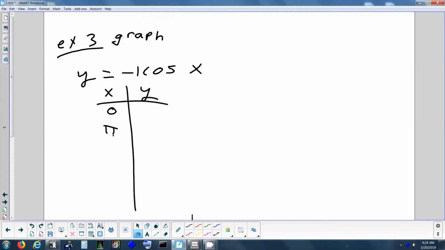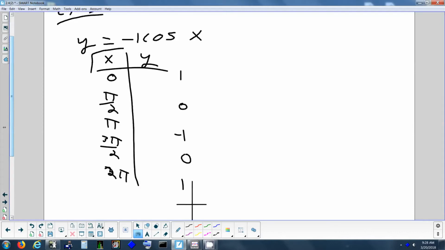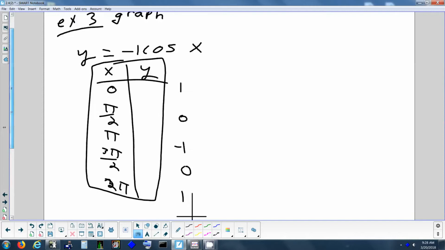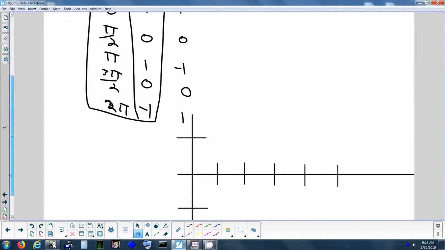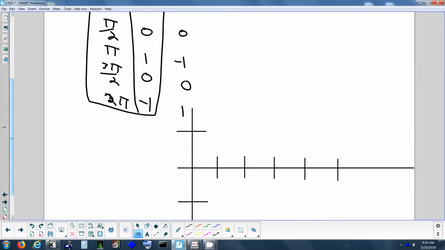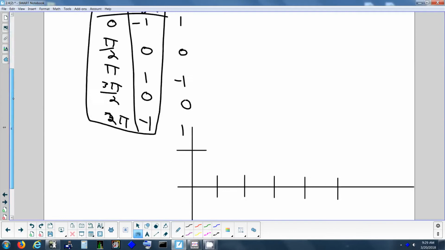So x's stay the same. My original y values, we've already done cosine, so I'll just put them out here. And Lexi, what am I going to multiply all these y values by? -1. Yeah, they're all just going to get made the opposite. So -1, 0, 1, 0, -1. Okay. So let's graph it and let's see what happens.